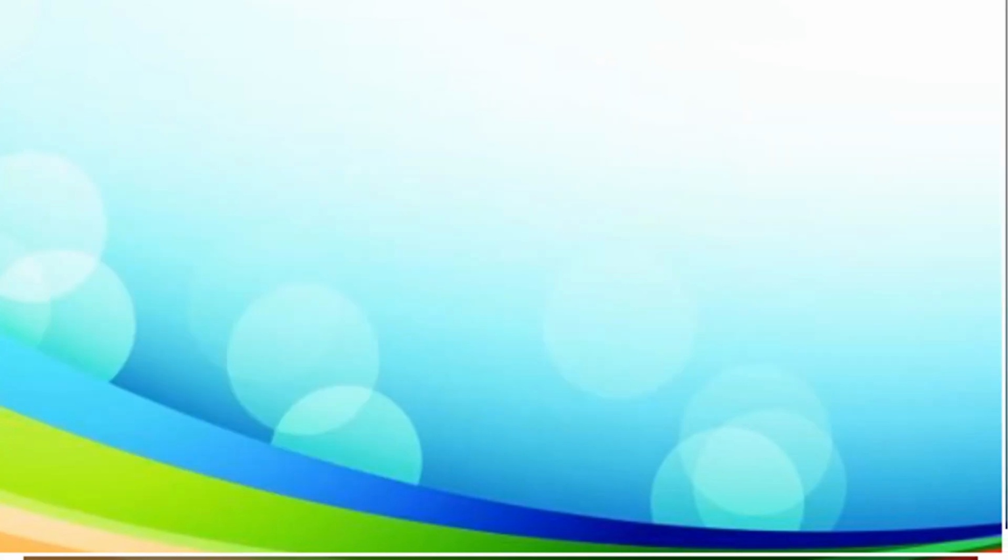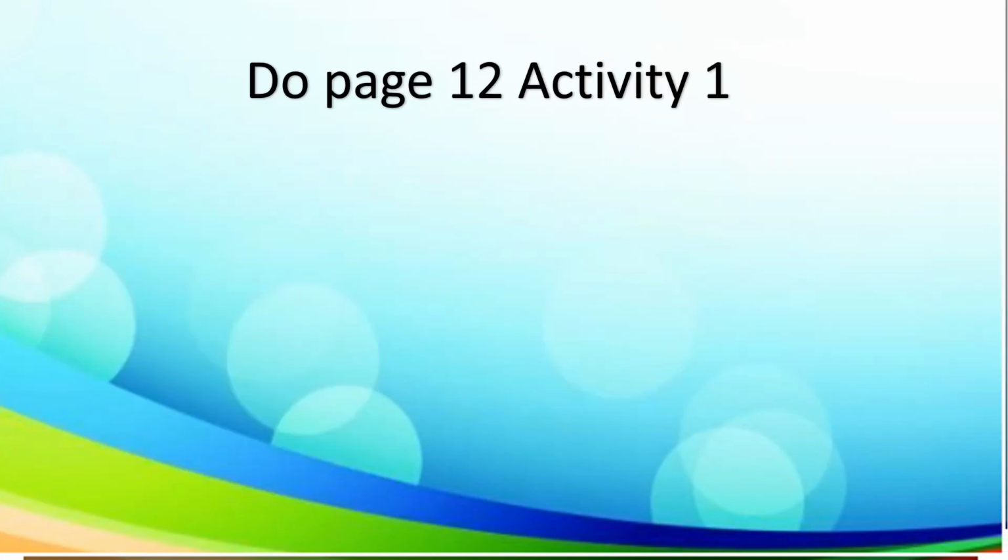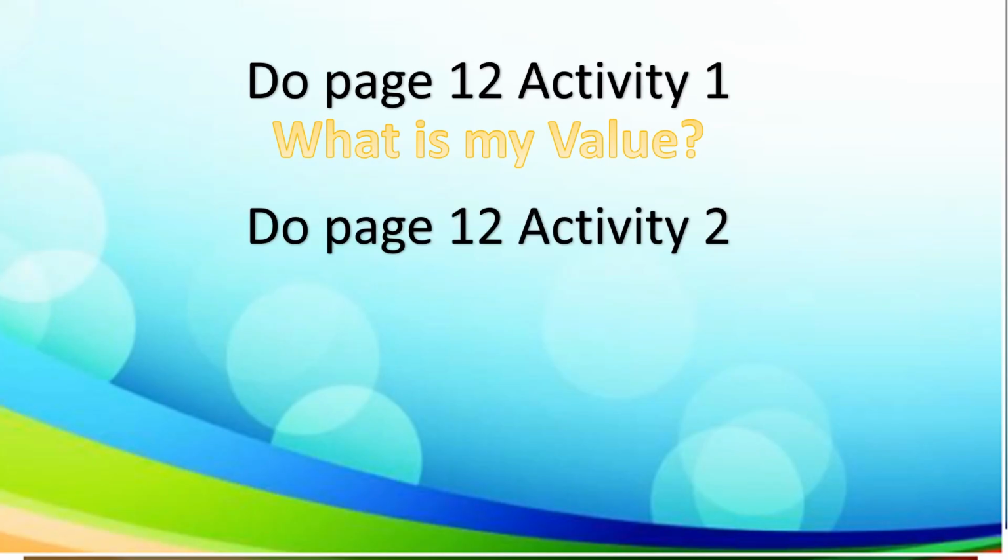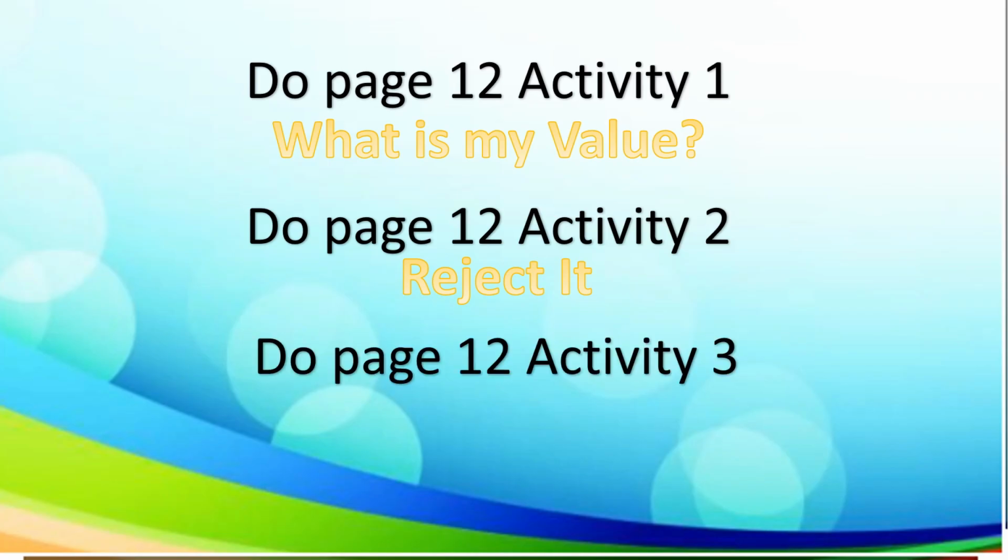Now let us move on to your module and do page 12, activity number 1, entitled What is my value? With the given direction, find the critical value of the following. And activity number 2, which is entitled Reject It, which directs us to find the rejection region for each hypothesis test based on the information given. And also activity number 3, which is entitled Let us do the sketch. It instructs us to sketch the graph given the critical value and rejection region.